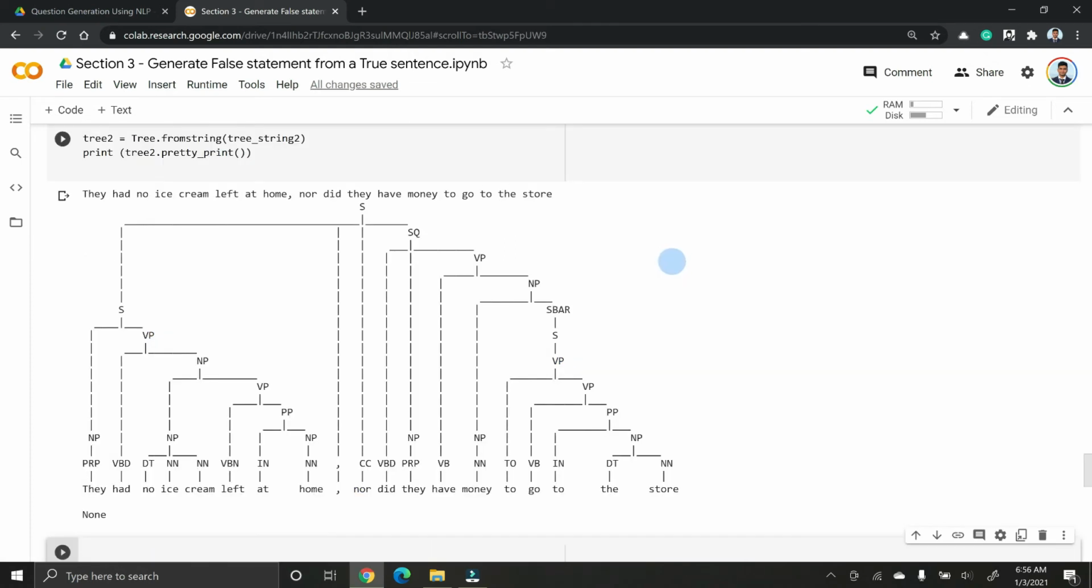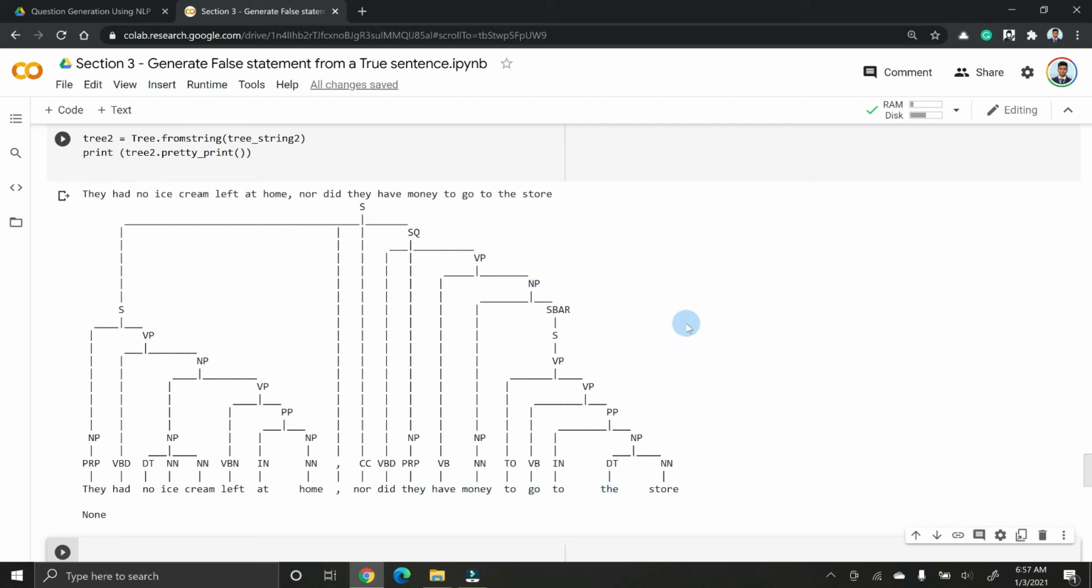Now just for a change, in the rightmost branch, instead of going for the ending noun phrase and ending verb phrase, let's go for the first verb phrase and first noun phrase. So the first verb phrase will give us the whole thing, have money to go to the store, and the first noun phrase gives us money to go to the store. Just for a change, in the following code, we'll find the first verb phrase and the first noun phrase and extract these things.